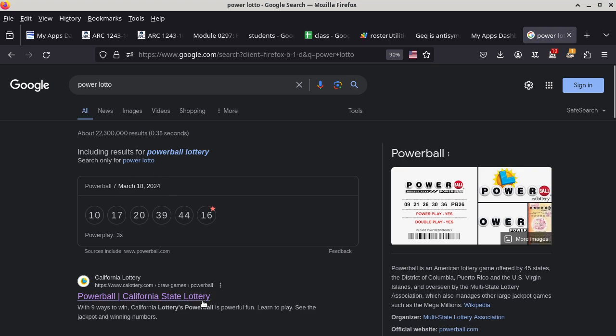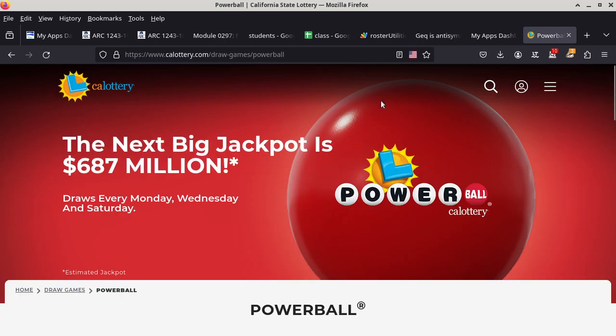So there we go. We go to the state lottery website because we want to understand how that is played, what the rules are. The next big jackpot is $687 million with Powerball. Okay, this is just great. Because if this is like $100 million, then it's clear that you should not be paying any money to play that game. But $687 million, it's almost like, I think I can break even. Apparently, you might be able to break even.